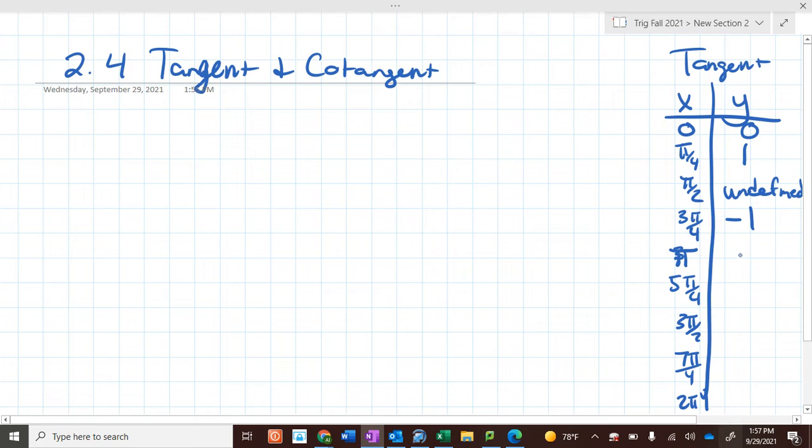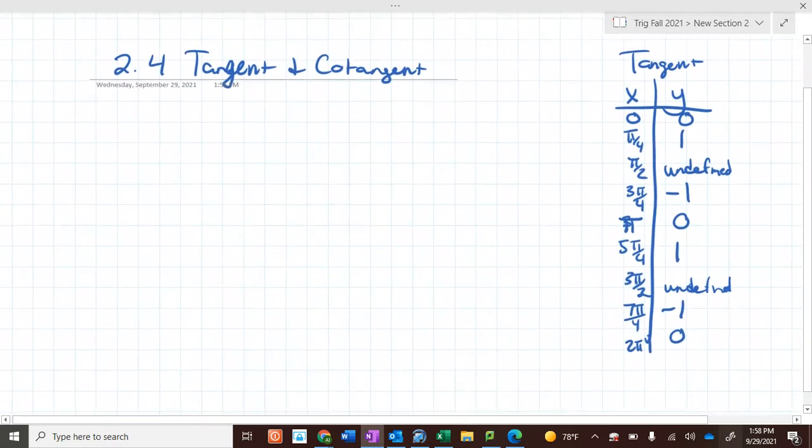Pi. The sine is 0. Cosine is negative 1. 0 over negative 1 is 0. 5 pi over 4. It's a negative divided by negative, which is a positive 1. 3 pi over 2 is undefined. 7 pi over 4. Signs are opposite, so it's negative 1. 2 pi is the same as 0, which is 0.